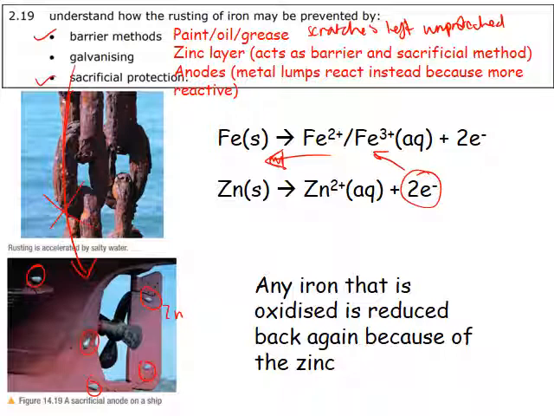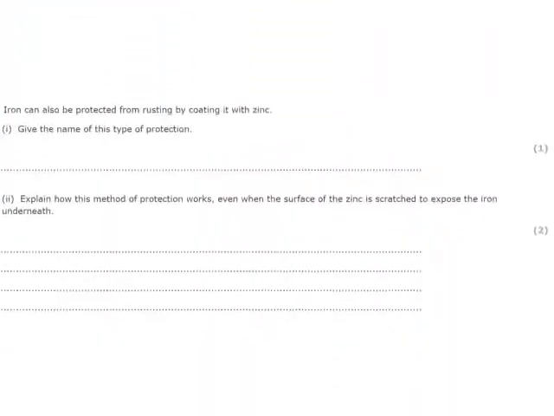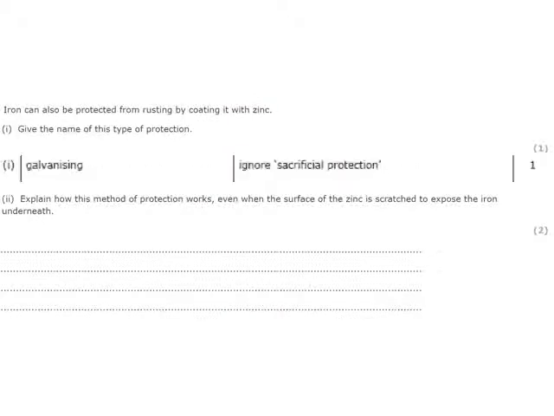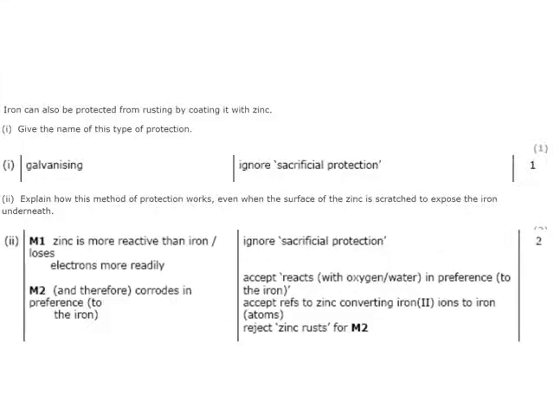So once your zinc layer is exposed, it still doesn't rust, because then it starts to form a sacrificial protection if there is some part that is exposed. Okay, spend 3 minutes on answering this. First one is galvanizing, and these are answers for your second one.